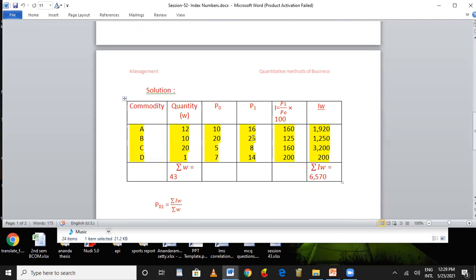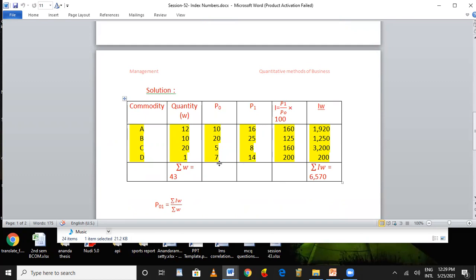Then 25 divided by 20 into 100. 25 divided by 20 is 1.25, and 1.25 into 100 gives 125. Next, 8 divided by 5 into 100. 8 divided by 5 comes to 1.60, and 1.60 into 100 comes to 160.